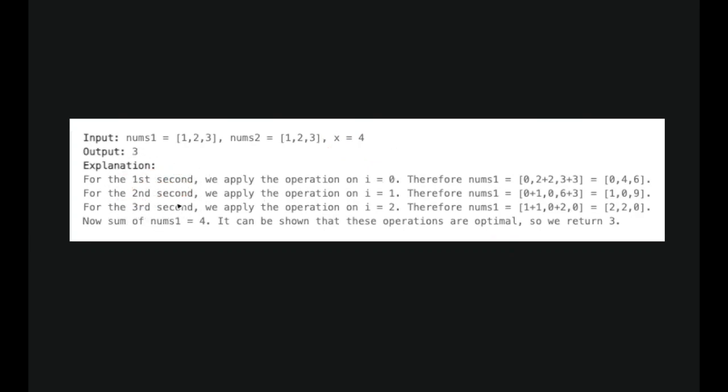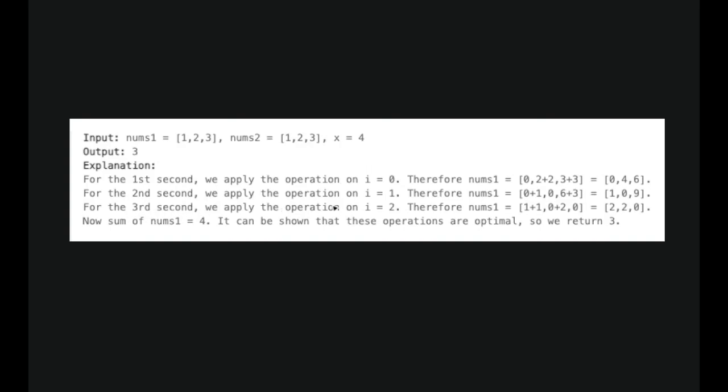For the second operation, we apply i equals 1. Prior to that, the result was 0, 4, 6, and the 0 becomes 1 because the 0 index has a nums2 value of 1. Then the second element will be 0 because we apply the operation on the second index, and the third index will be 6 plus 3, where 6 comes from here and 3 comes from here. So we have 1, 0, 9, and the sum is still 10, which is not less than or equal to 4. So we still have to keep going.